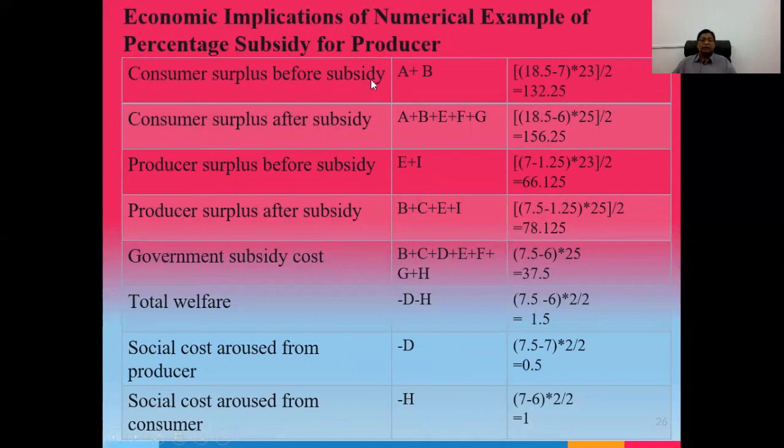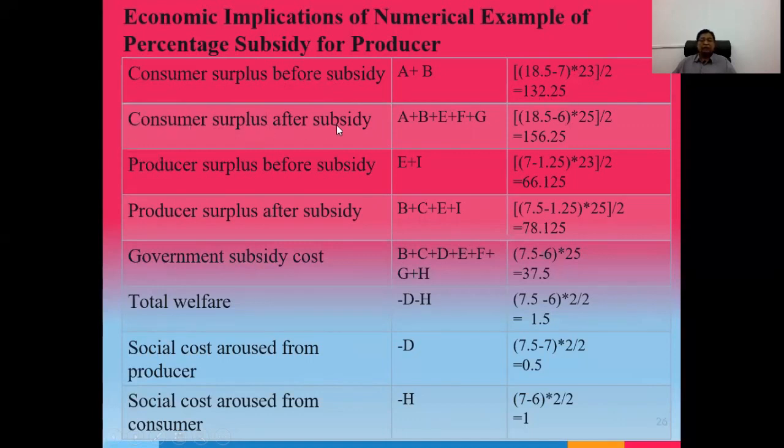Consumer surplus before subsidy is A plus B. We can measure the value of the area of A plus B numerically. This is the price change, this is the quantity, the difference between these two prices into quantity divided by 2. Then consumer surplus before subsidy is 132 rupees 0.25.